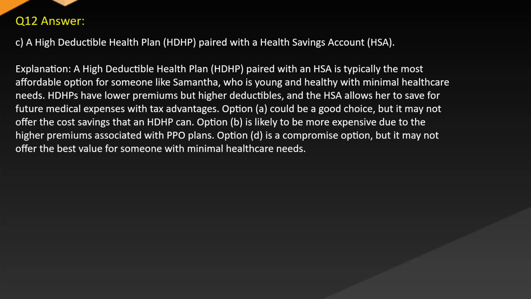Option A could be a good choice, but it may not offer the cost savings that an HDHP can. Option B is likely to be more expensive due to the higher premiums associated with PPO plans. Option D is a compromise option, but it may not offer the best value for someone with minimal healthcare needs.